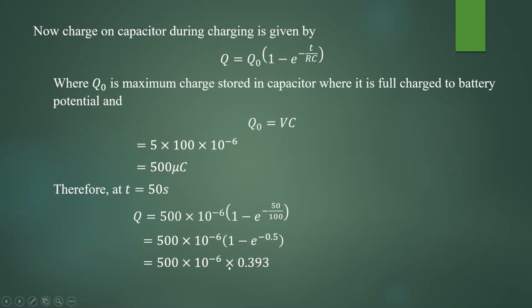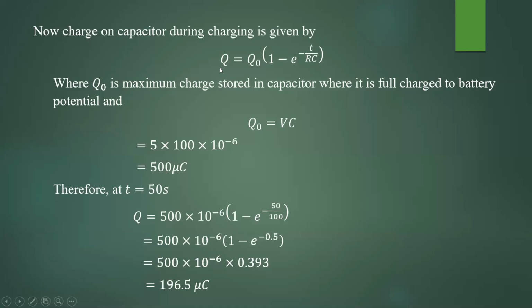Okay. And if you multiply this, what will be the answer? You multiply 500 into 0.393. What will be the answer? 196.5. It will be 196.5 microcoulomb. 10 to the power minus 6 means it is microcoulomb. Okay, that is how we can calculate the charge on the capacitor.